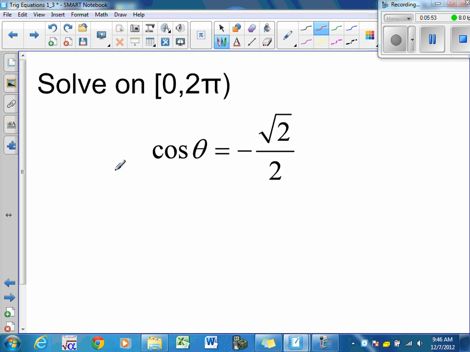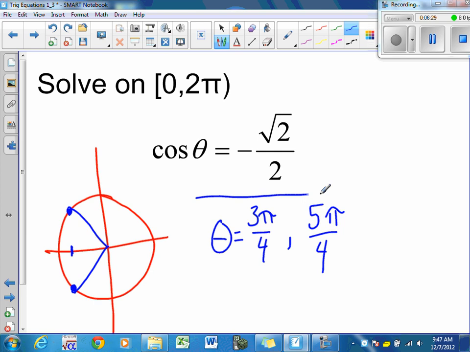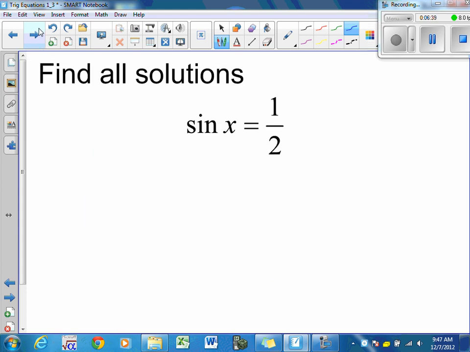Now, let's say we want to find the answer from 0 to 2 pi. Not much different, except now we're looking at radians. Negative square root of 2 over 2. That's over here and over here. So that is going to be, we have to give radians. So up there, 3 pi over 4. The one in the third quadrant is 5 pi over 4. So it's no different than what we did with degrees, except now we have to write our answer in terms of radians. That's it.